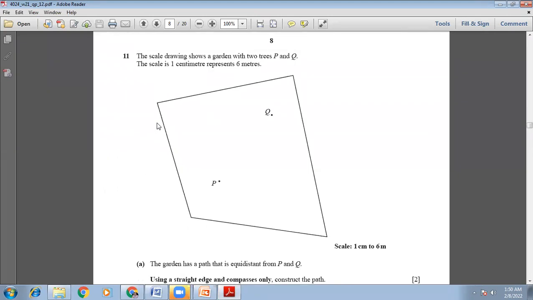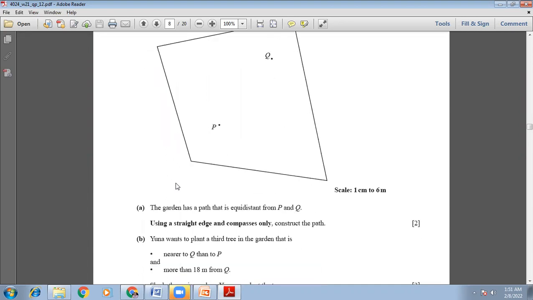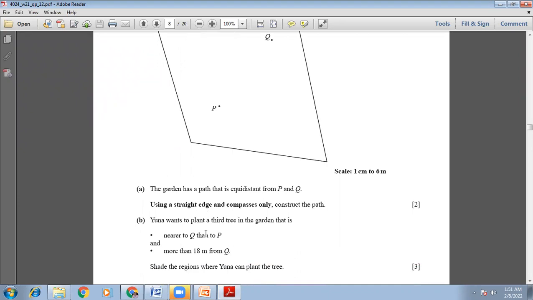The scale drawing shows a garden with 2 trees P and Q. The scale is 1 centimeter represents 6 meters. The garden has a path that is equidistant from P and Q. Use a straight edge and compass only. Construct the path.